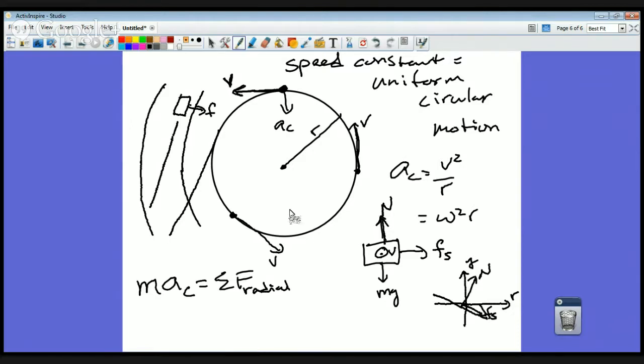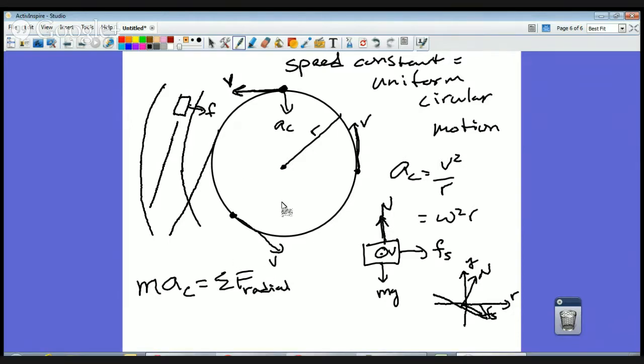But what you need to do is take all the forces that are towards the center and away from the center and put them over here, with towards the center as positive. All right, it doesn't matter if it's on the top of the circle, the bottom of the circle, whichever direction is towards the center, that's your positive direction.